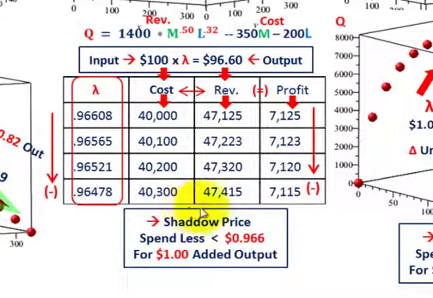So again, shadow price, you want to spend less than 96.60, or your Lagrangian multiplier, for a dollar. That's the relationship. You want to get some ratio here. Just remember, you can't spend a dollar to get, well, you can, but you're only getting 96 cents out here is what we're really saying.